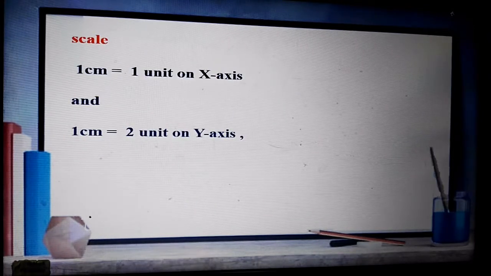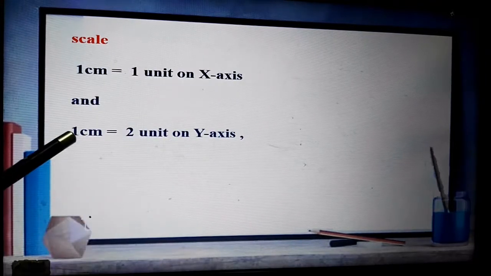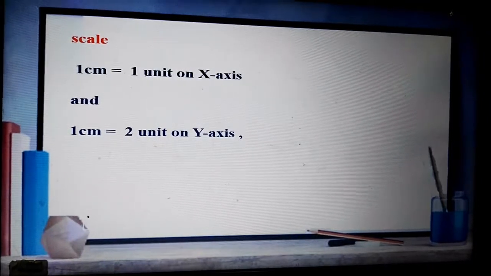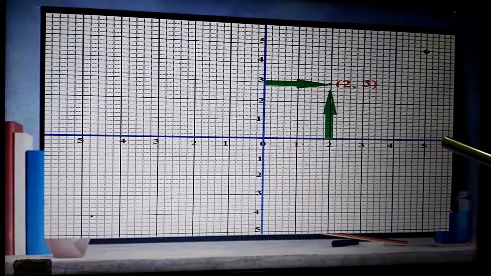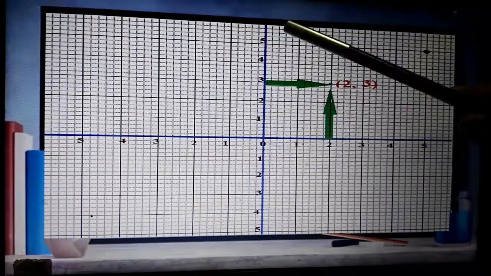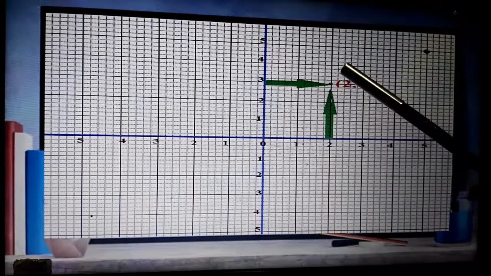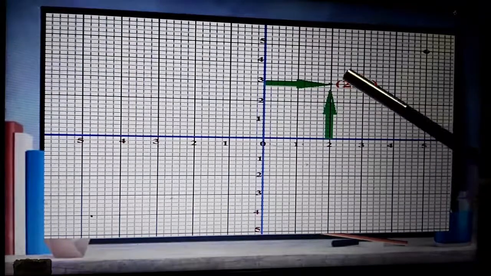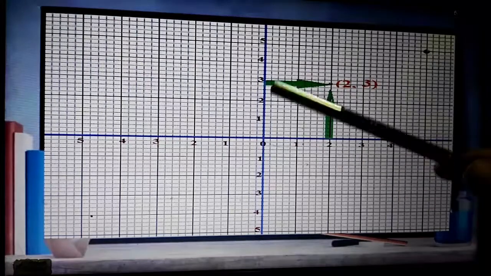The scale is already given in the question: we are to use 1 centimeter equal to 1 unit on the x-axis and 1 centimeter equal to 2 units on the y-axis. Here I would like to tell you that the scale gives the size of the graph, while these coordinates determine the shape of the graph because they give the position. These are the coordinate points, and these points give the position and the shape of the graph. However, this scale gives you the size of the graph.